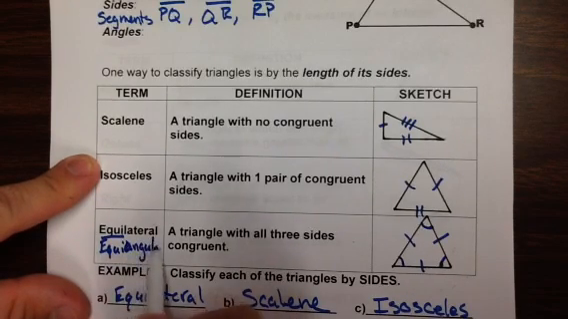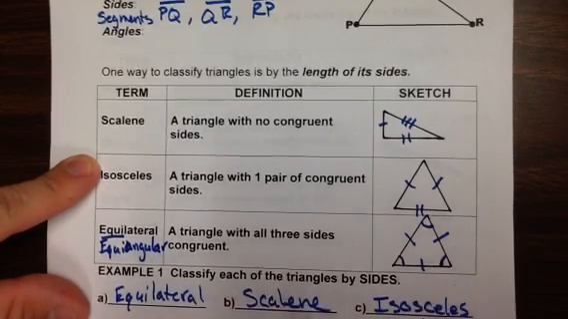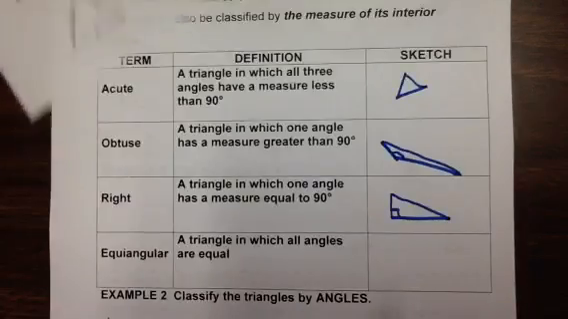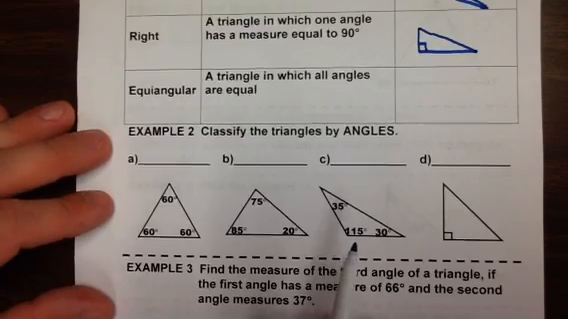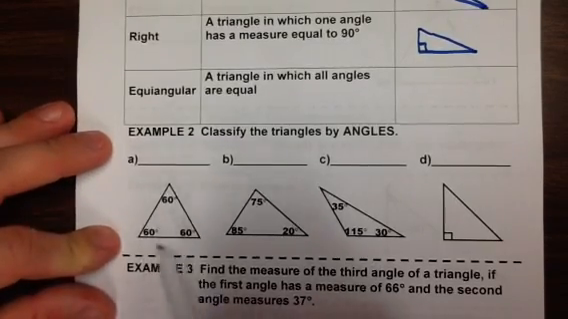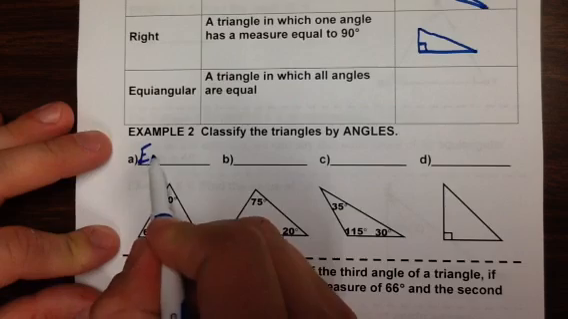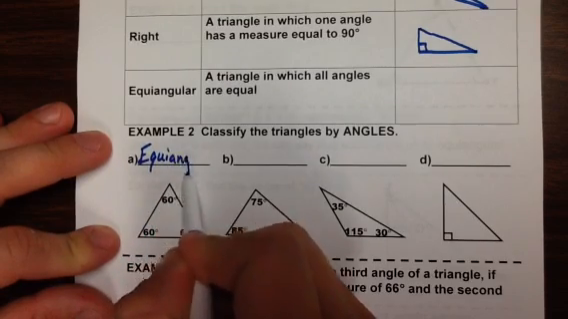picture because they will be one and the same. We will get more into detail on this later. So, looking down below, example number 2, classifying by my angles. Got three congruent angles, makes it an equiangular triangle.